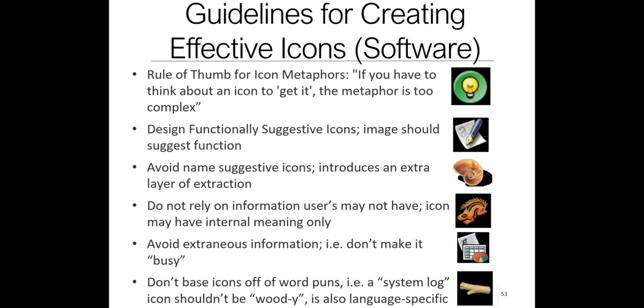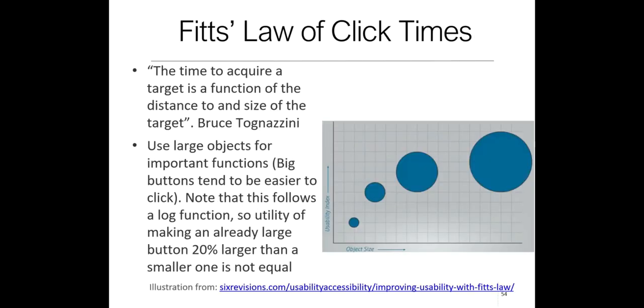Coming back to some cognitive psychological aspects of things, there's something you ought to know called Fitts's law of click times. So a nice quote from Bruce Tognazzini, who is one of the key designers of the Apple Macintosh interface. As he describes it, the time to acquire a target is a function of the distance to and size of the target. So in other words, you want to use large objects for important functions, for the reason that big buttons tend to be easier to click.